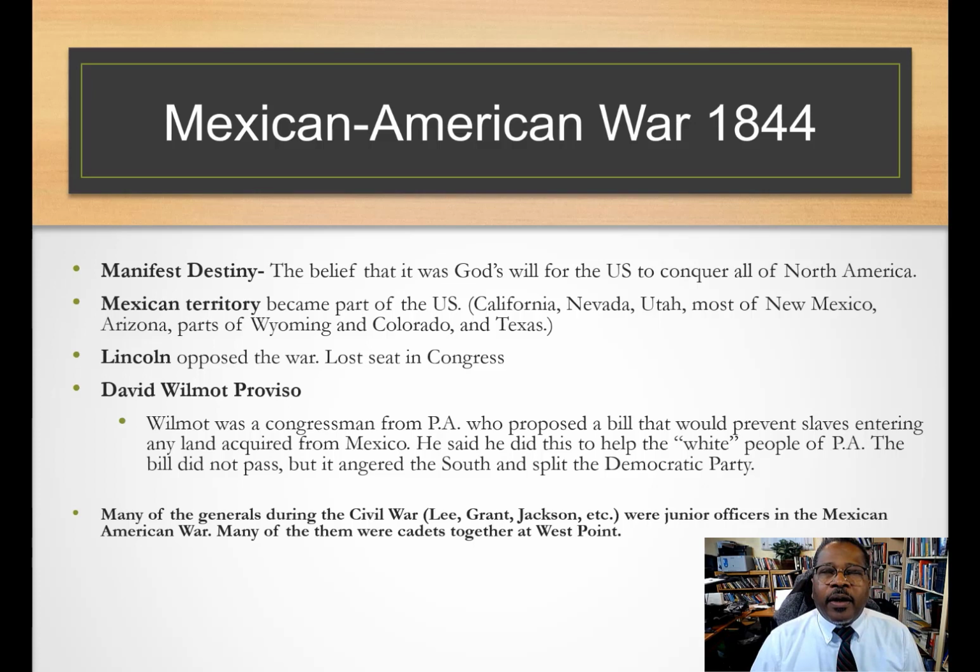One key person that is mentioned in the textbook that I want to emphasize here was a Pennsylvania congressman by the name of David Wilmot. He was a congressman who started as a Democrat. He was a supporter of the Mexican-American War in general, and he supported President Polk, who was president at the time and a Democrat. But he introduced a bill in Congress to fund the Mexican-American War, and he tried to insert a provision saying that any land that we should get from Mexico cannot be used for slavery.